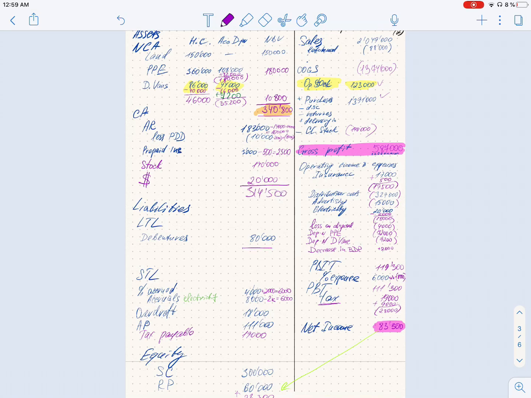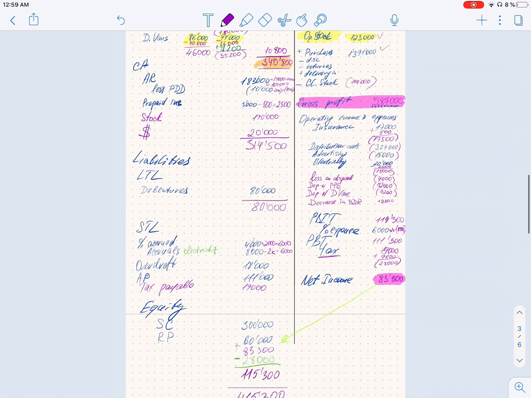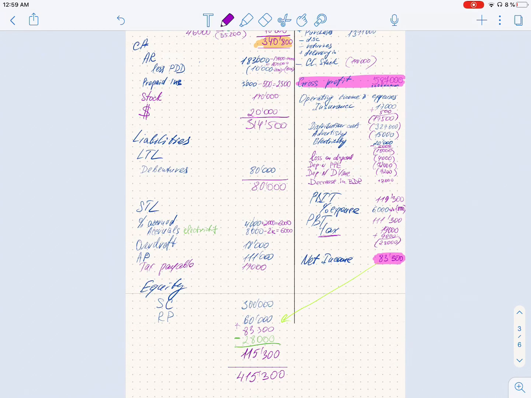The total long-term liability here has the same total, 80,000. And now we have to calculate the final subtotal, which is current liability. For current liability, we have to use interest and electricity accrued, 12, plus overdraft, 18, plus accounts payable and tax payable in the amount of 19. So the total short-term liability is 160,000.